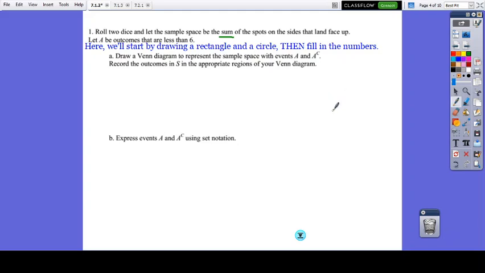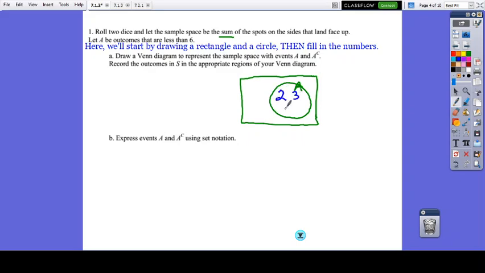Here I'm going to start my Venn diagram differently. I'm going to start with the rectangle. So I know that I have a rectangle, and I'm going to draw a Venn diagram and a circle, and then I'm going to fill in the numbers. Now, this circle is representing my event A, which is that the sums are less than 6. I have to think about rolling dice. You cannot get a sum of 0. You can't get a sum of 1. The lowest you can get is 2.